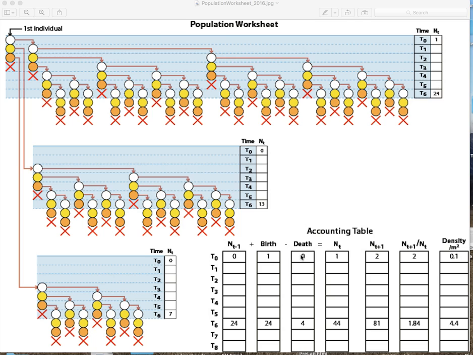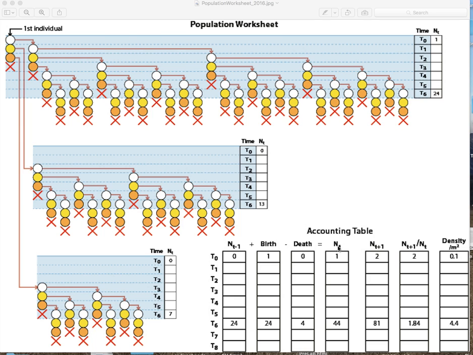So let me back up and explain what's happening here. We have our time periods here, T0, T1, T2, T3, and so on, just like we have in the tables over here. This T0 is the same T0 as that, and that, and that. They're all the same time period, our starting time period. Births, that's pretty straightforward. How many individuals are born? Deaths, again, how many individuals are dead? The births in our table are indicated by the white circles. The deaths are indicated by the red X's here.